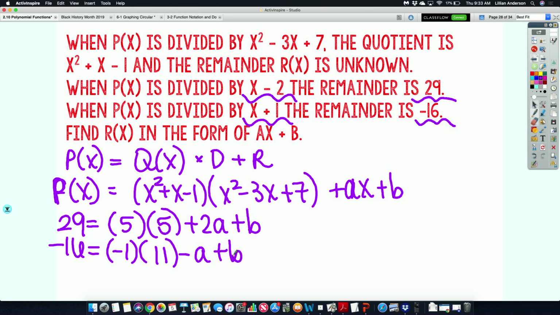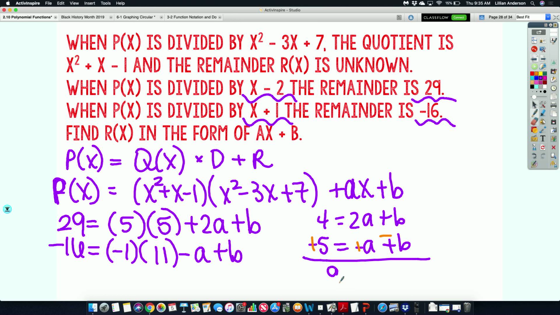And then you have the system again so that you can find A and B, then write my remainder. So you basically have 4 equals 2A plus B, and negative 5 equals negative A plus B. I went ahead and eliminated B just by changing the signs. So that gives you 9 equals 3A. So A is 3, and then B was negative 2 once you plugged it back in. So my remainder is 3A minus 2. Ooh, not 3A.